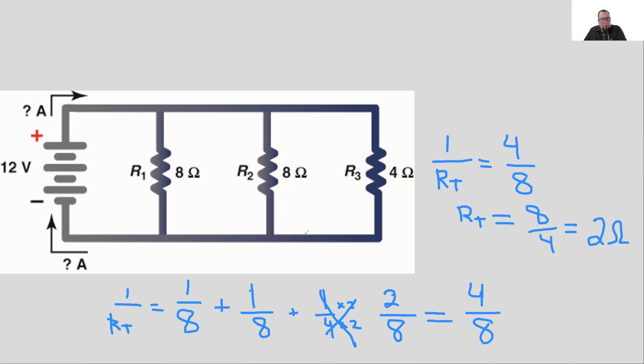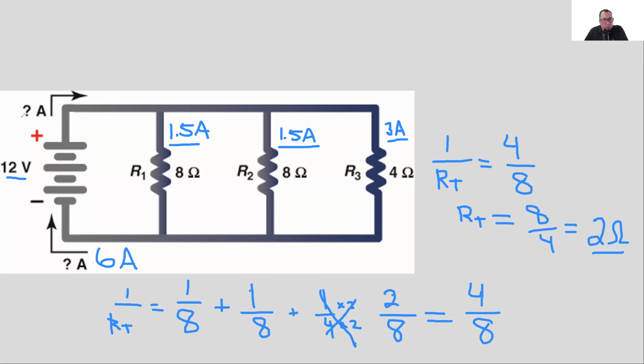We have 12 volts, it's given, and we have 2 ohms of resistance. 12 divided by 2 would give us 6 amps. If we wanted to find it per leg, what we could do is 12 divided by 8, which is 1.5. This is amps for leg 1, and it'll be the same for leg 2 because it's the same number. And then 12 divided by 4, which is 3. Then we can add these numbers up and we would get 6 again. So there are 2 different ways to do this. I prefer the amperage per leg way, but I did want to at least show you the mathematical way here.